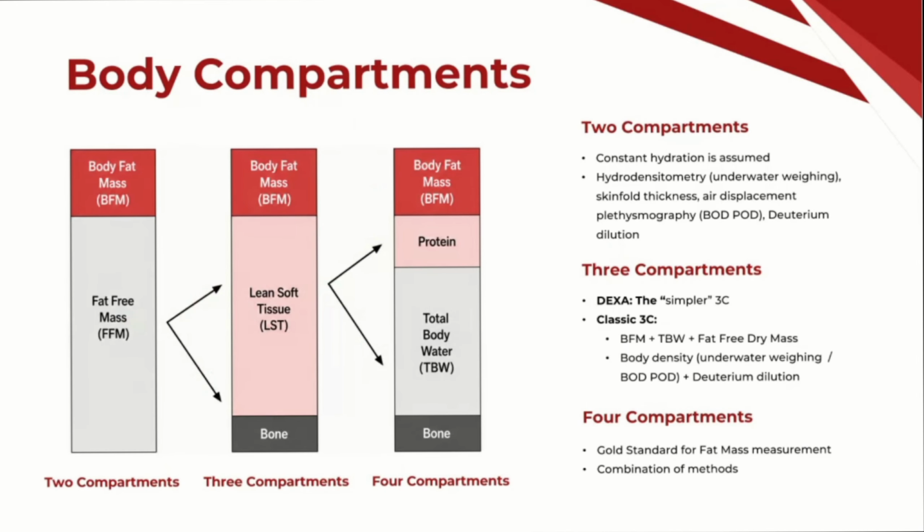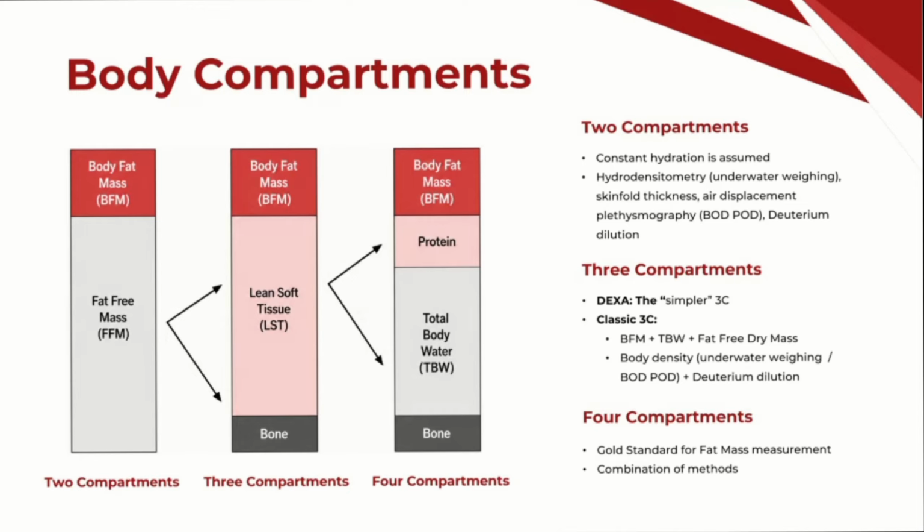Body composition models divide the body into compartments. The simplest one is the two compartment or 2C model that provides the readings of fat mass and fat-free mass. Moving on, next is the 3C or three compartment model. The 3C model can have two meanings. The first one is the DEXA scan reported body composition data, which separates the fat mass, lean soft tissue, and bone mineral content, as you can see in this slide.